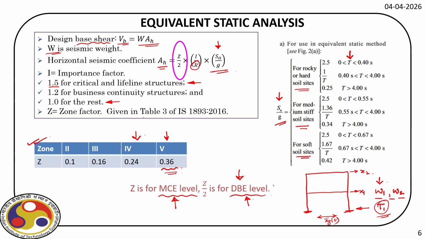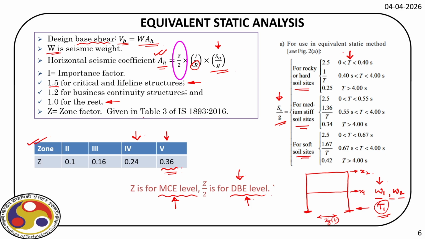So our task whenever we start the design is to first find the natural frequency and select the soil type at the site, and then that will fix the value of Sa by g. The moment we fix that value, we can come here. Of course, we need to define capital R, which we'll do in a minute. So we can quantify this Ah, and if we multiply it with the seismic weight, we get the base shear. And we'll see in a minute how we can distribute this base shear along the height of the building.